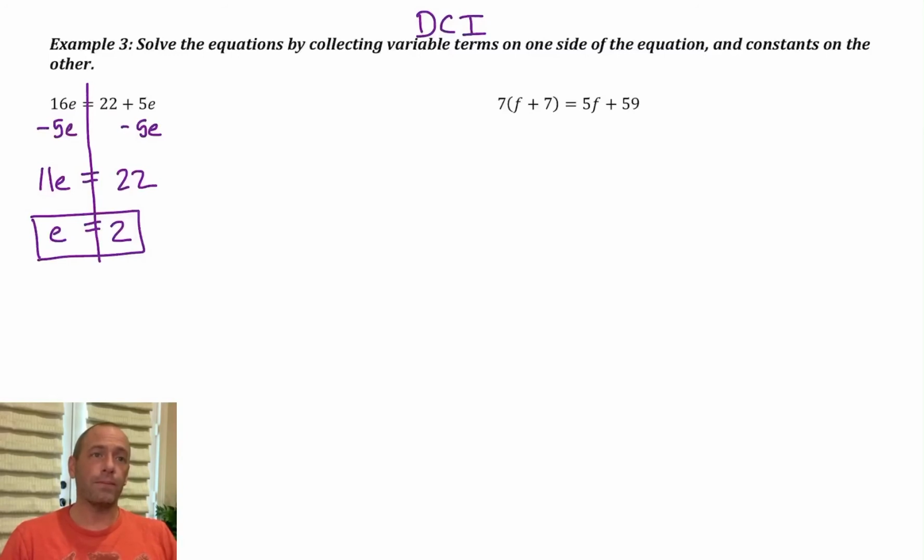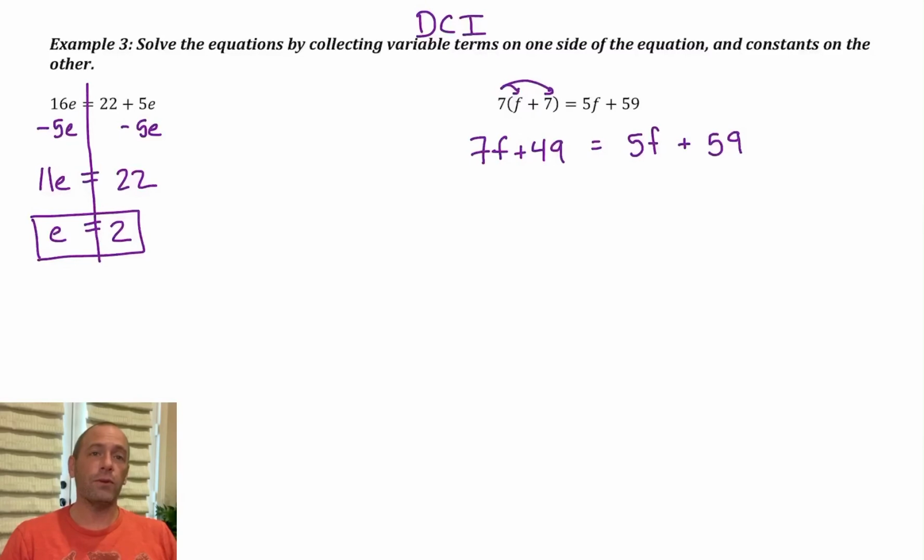Last example. This time we're going to use the letter f. We distribute 7 groups of f plus 7 would be 7f's plus 49. And on the right-hand side, we have 5f plus 59. Now those are unlike terms on both sides of the equal, so we can't combine those.